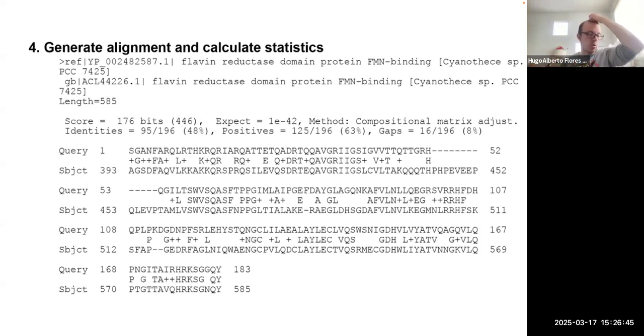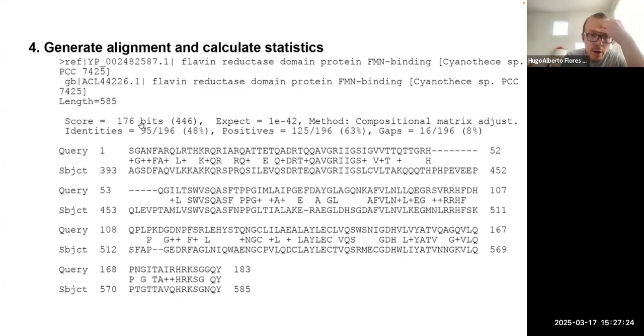Remember that you have a link here to go and look in the tutorial. When you're comparing here, you may see that when you have a letter in the middle, it means that you have an identity, so F and F, A and A. Here is some basic result about this. These gaps are the dashes that we have here. We have 16, which is 8%. Positives means that when you take a letter in the query and compare it with the letter in the subject, and you look in the scoring matrix, the value that you get is positive.